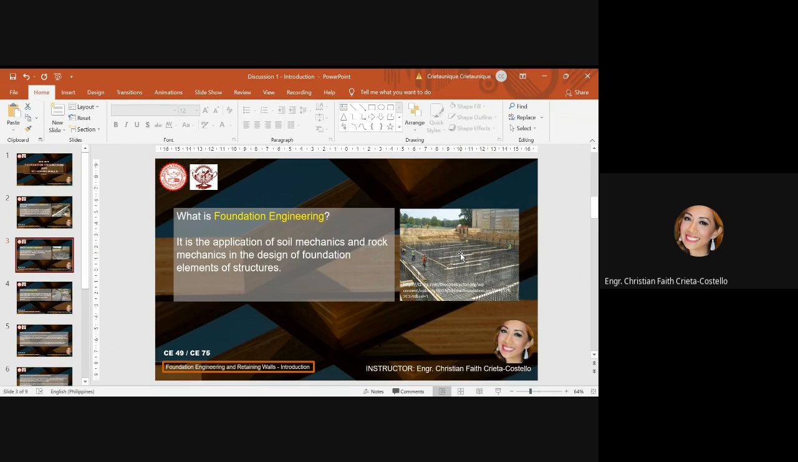This is mainly because in our location, like in the Philippines, we can mostly find ground composed of soil, and most structures are constructed on soil and less on rock formations. But in some universities, they are also focusing on rock mechanics. I mean, they are more focusing also on rock mechanics.